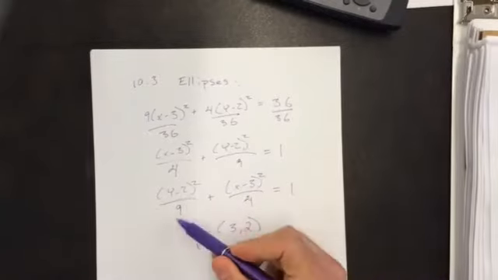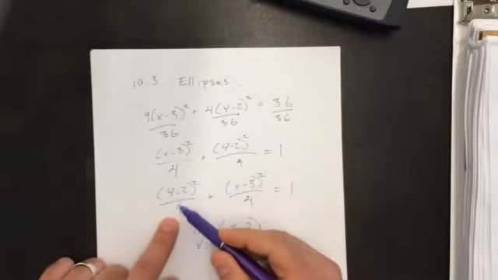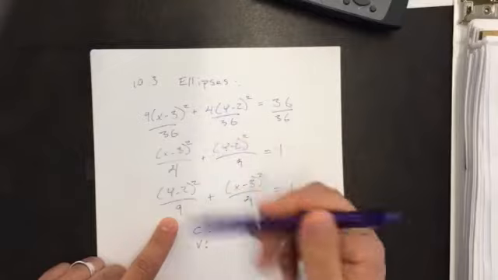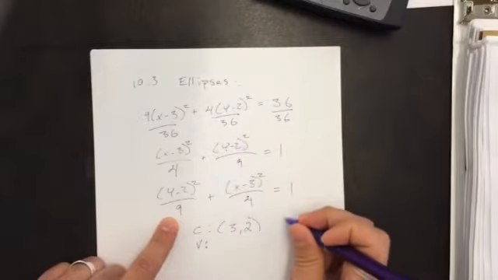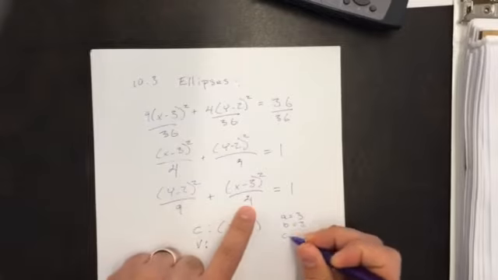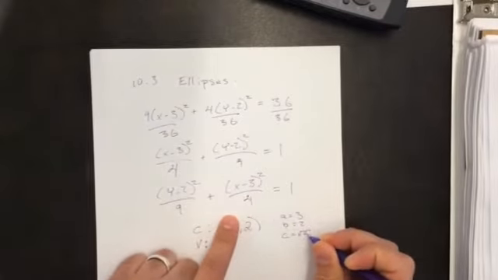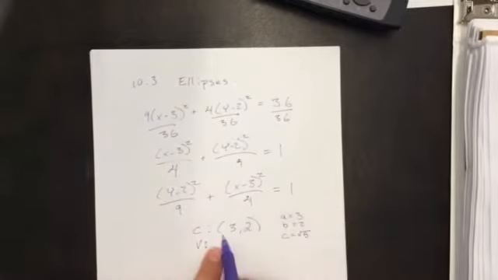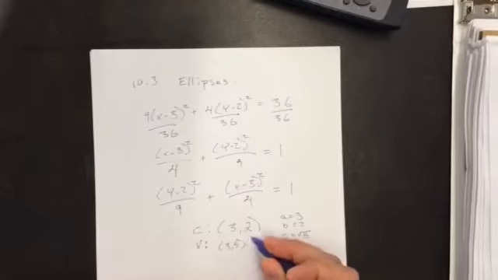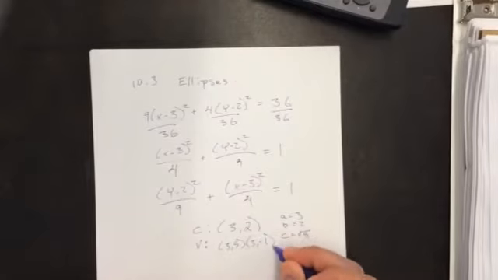Vertices, because the larger number is under the y, your movement is going to be on the y. So a is going to equal 3, b is going to equal 2, and c is going to equal the square root of 5. So that means for my vertices, I'm going to add 3 to the 2 right here. So it's going to be (3, 5), and subtract it, which is going to be (3, -1).